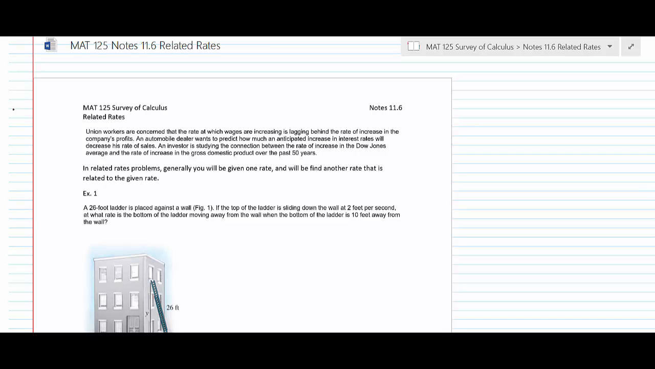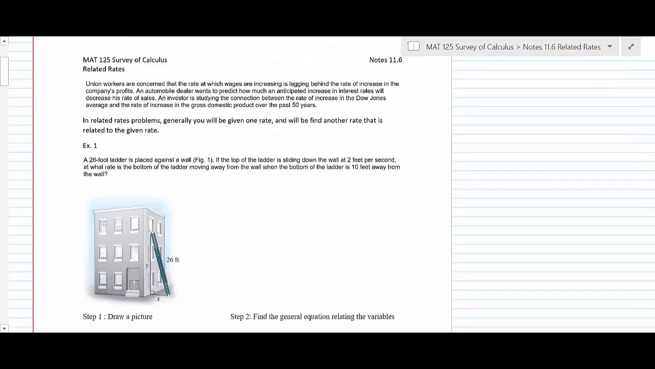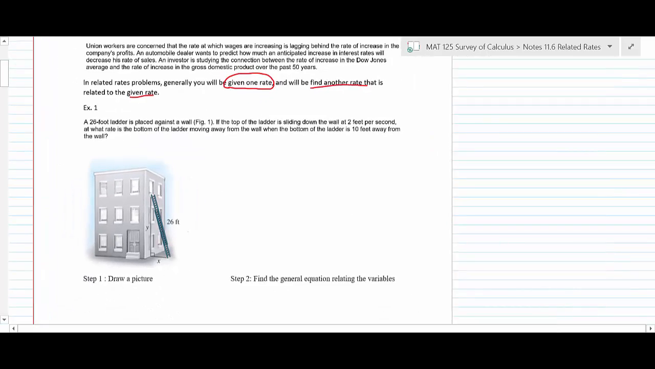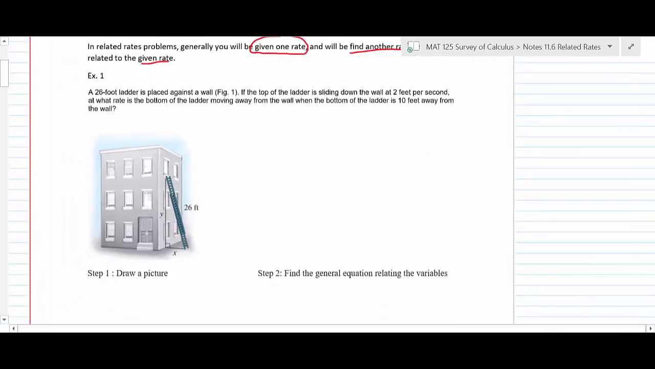So one thing I'm trying to do when I do these problems is having you go through a certain procedure. Typically you might have a problem where you're given one rate and then you're finding another rate that's related to it. Or you might be given two rates and you're finding another rate like that and so forth. So this problem that I'm going to do to start with is doing this. Now this is just to give you an idea of what related rates is primarily.